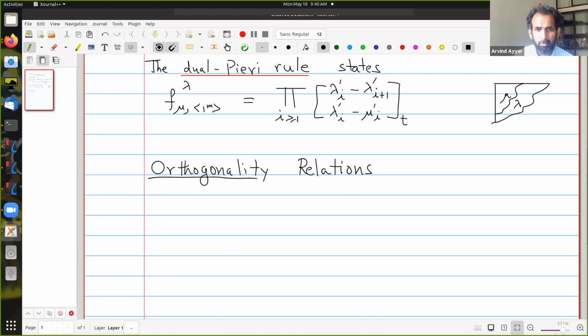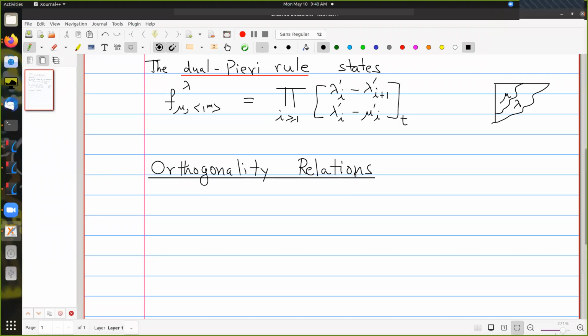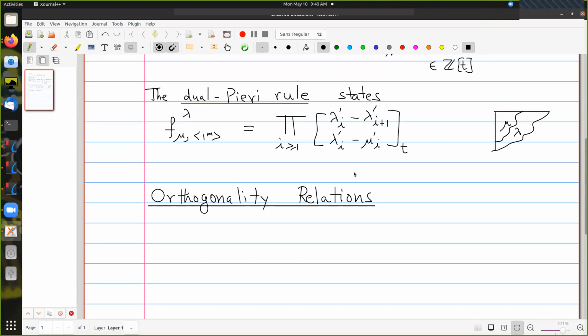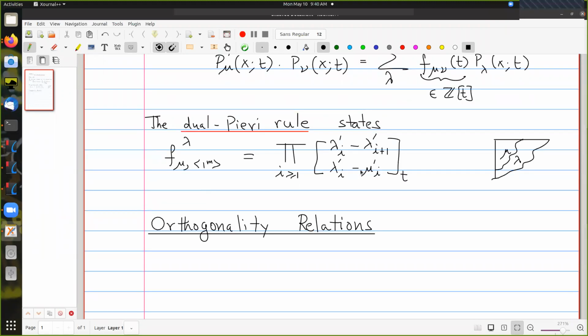So I have a question. Yes. So how come the first rule, that is the Pieri rule, does not involve any complex symmetric function for its generalization? How come that?